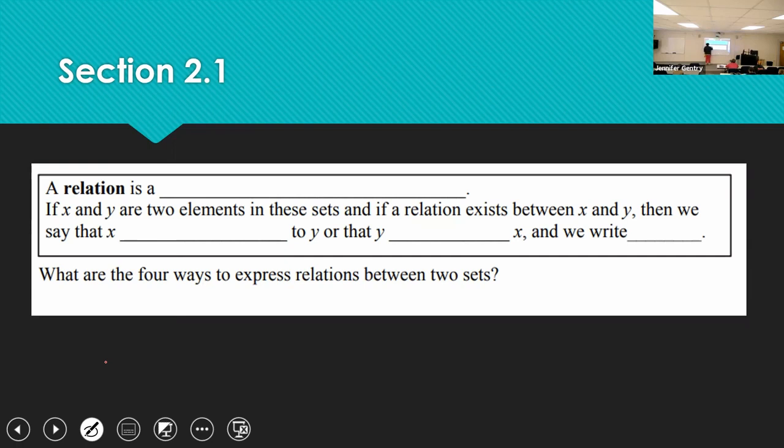The correspondence between two sets. Right? For every X, you've got a Y. It's a set. Okay? The relation is that correspondence between those two sets, your set of X and your set of Y. If X and Y are two elements in these sets, and if a relation exists between them, then we say that X corresponds to Y, or Y is dependent on X.